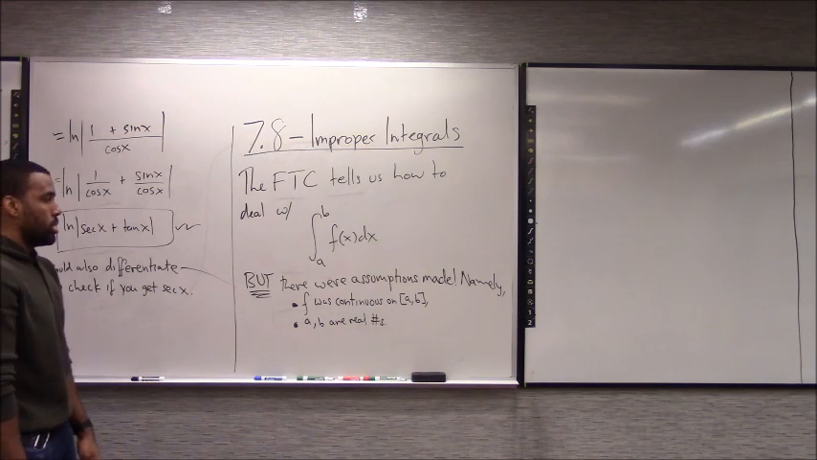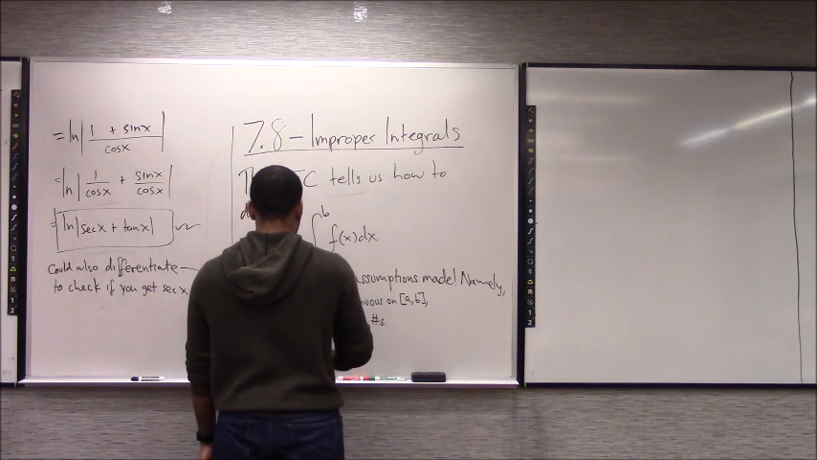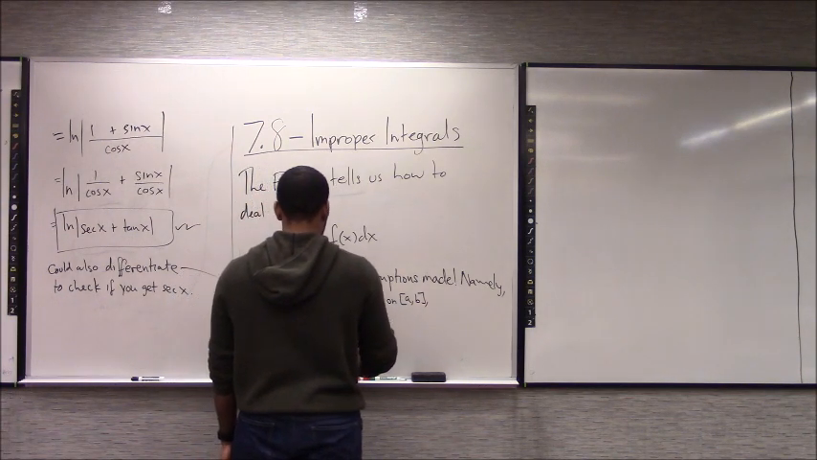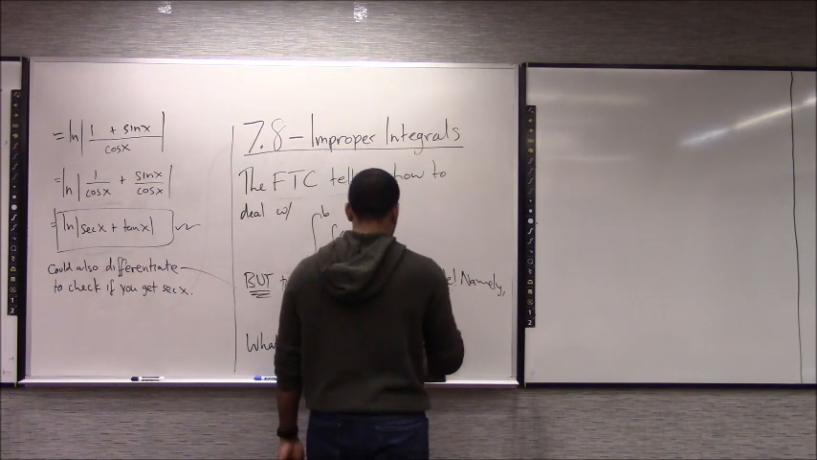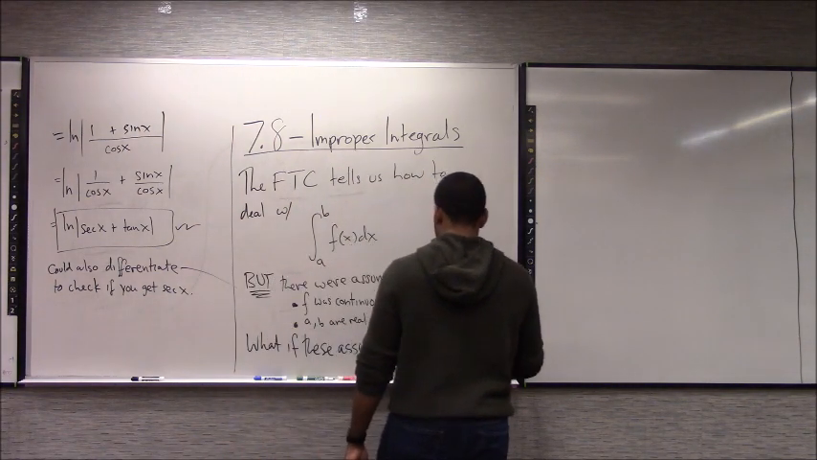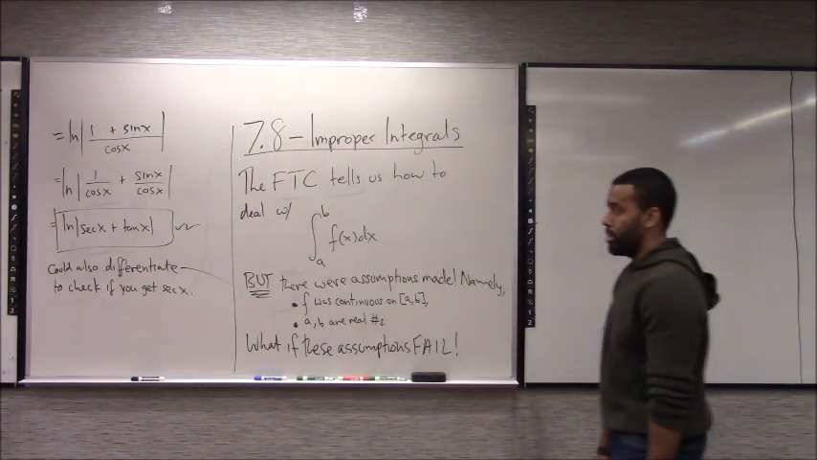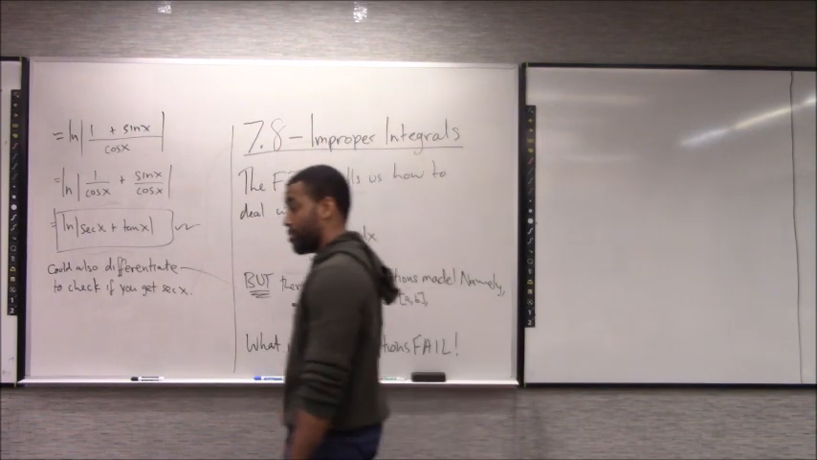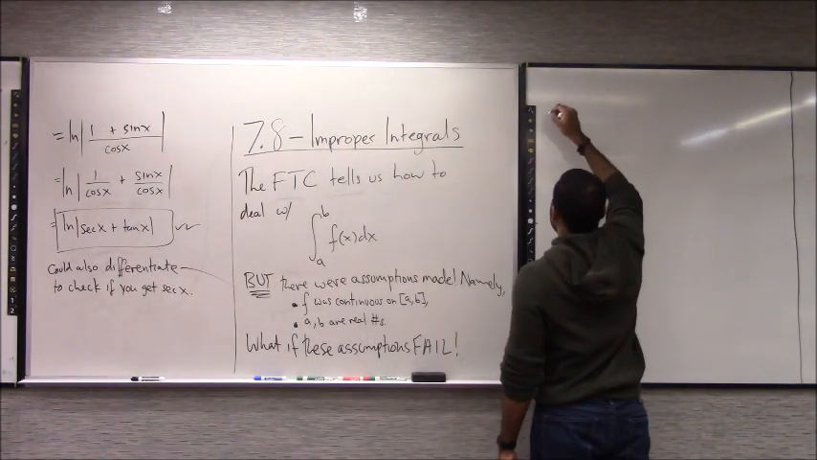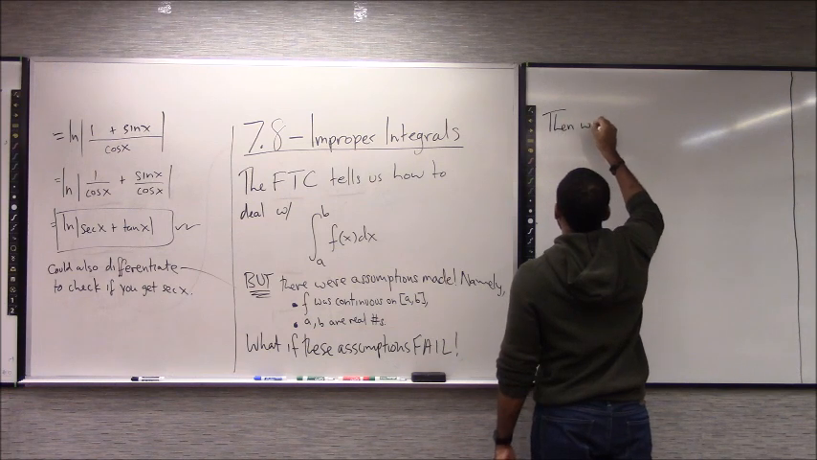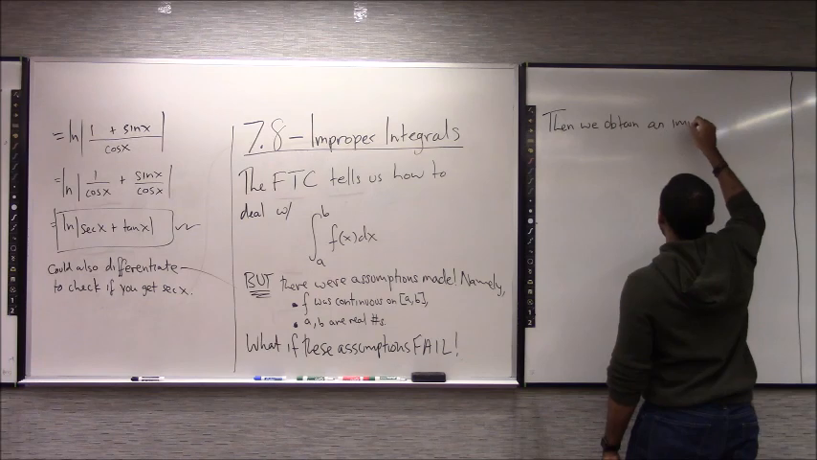Now, the question is, what if these assumptions fail? So, what if we're not in the situation where your a and b are real numbers and your f is continuous on the interval? Then we obtain what's called an improper integral.